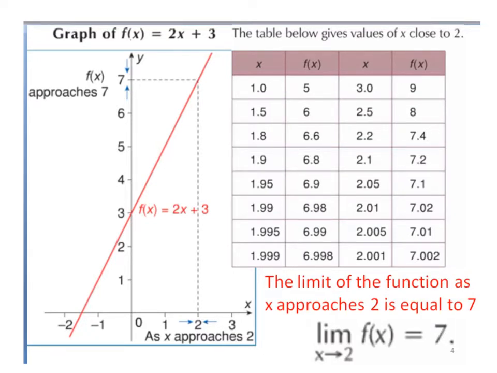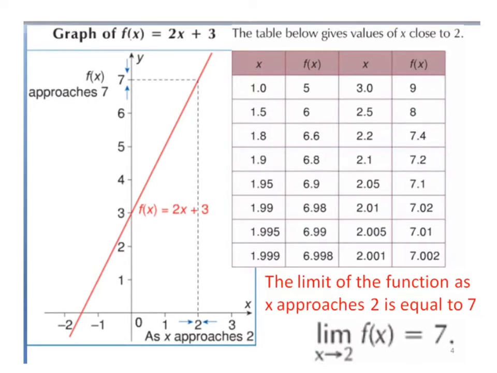And if you were to go above 2, so for example, 2.001, which is just very slightly above 2, your y value will be 7.002, which is just very slightly above 7. And if you were to substitute an x value of 2.005, which is a little bit further away from 2, we would get a y value of 7.01, which again is a little bit further away from 7. And the further we got away from 2, if we got up as far as 3, if we substitute 3 into our equation, 2 times 3 is 6, 6 plus 3 is 9. So we're getting further and further away from 7.